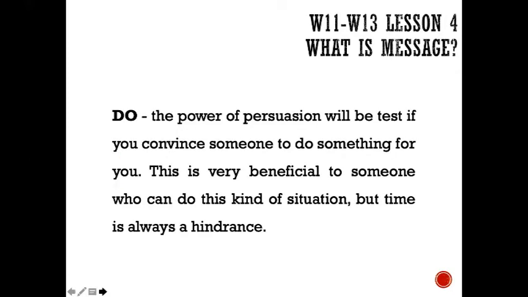Next, we have your do situation. When we talk about the do situation, the power of persuasion will be tested if you convince someone to do something for you, whether it may be for you, for another person, or for both of you. That is your do situation. Your reveal situation is persuading someone to reveal information about themselves, while your do situation is persuading someone to do something for you.